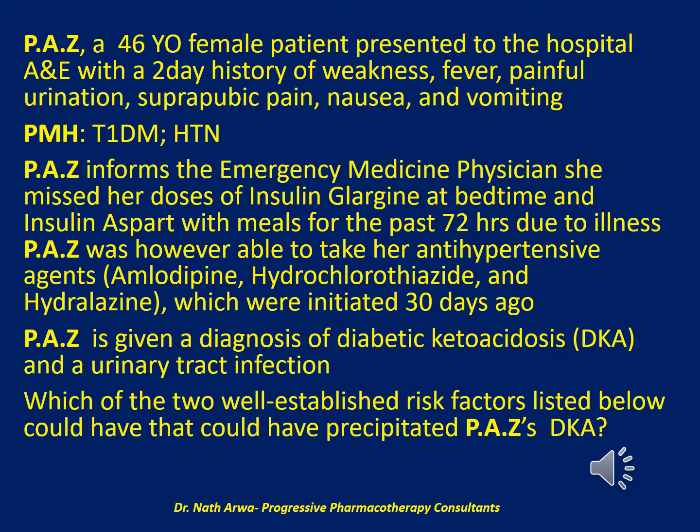PAZ was however able to take her antihypertensive agents, amlodipine, hydrochlorothiazide, and hydralazine, which were initiated 30 days ago. PAZ is given a diagnosis of diabetic ketoacidosis, abbreviated as DKA, and a urinary tract infection. So my question to you is, which of the two well-established risk factors listed below could have precipitated PAZ's DKA?